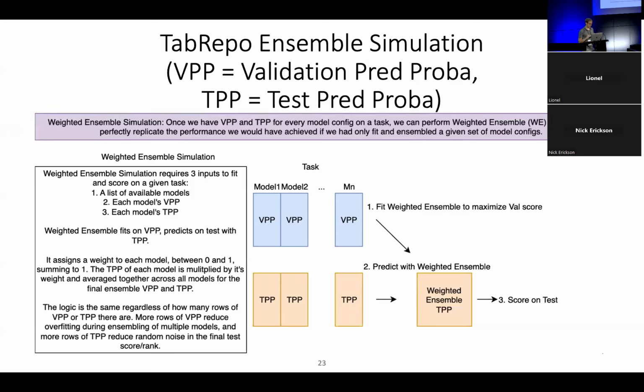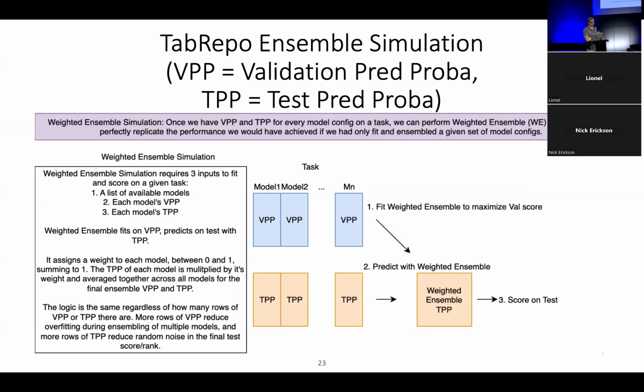Basically, validation prediction probabilities we can call VPP, test prediction probabilities we can call TPP. Long story short, we can use this information to fit weighted ensembles without having to train the models again. So we can say, what if on data set A, I wanted to train model B and model C, and I wanted to fit a weighted ensemble, then what would have been the test score? Well, here you just ask TabRepo to provide you that information.